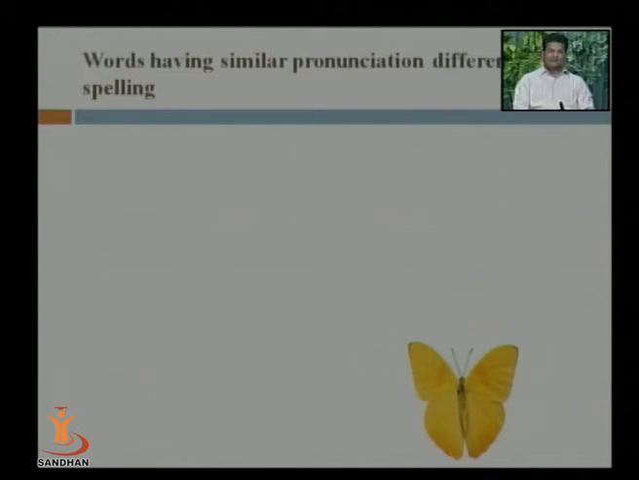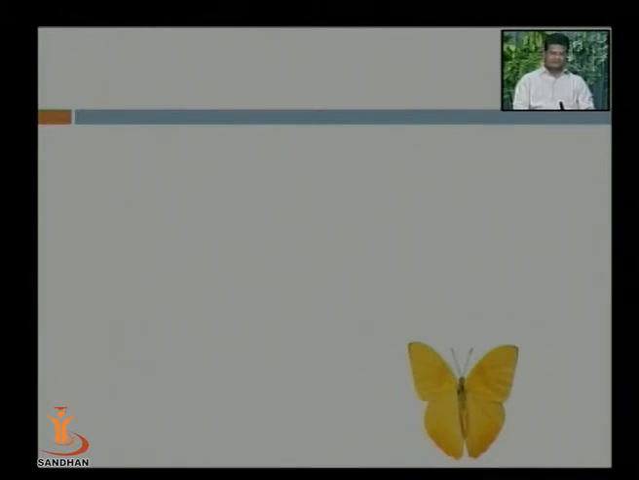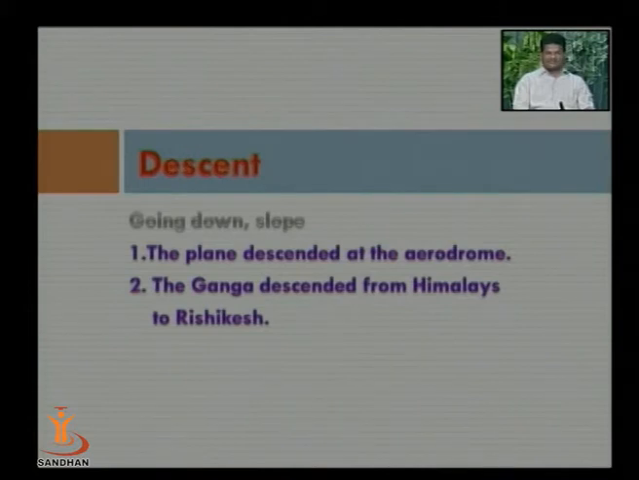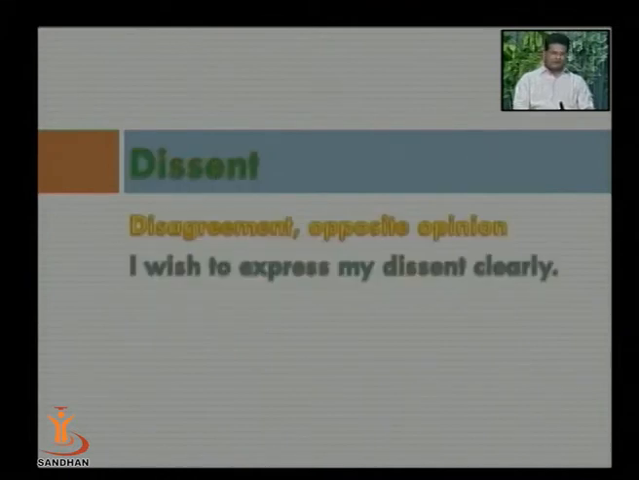We'll see a few of them minutely. First is descent, going down. The plane descended off the aerodrome. The Ganga descended from Himalayas to Rishikesh. Now descend means to go down or come down on a slope.